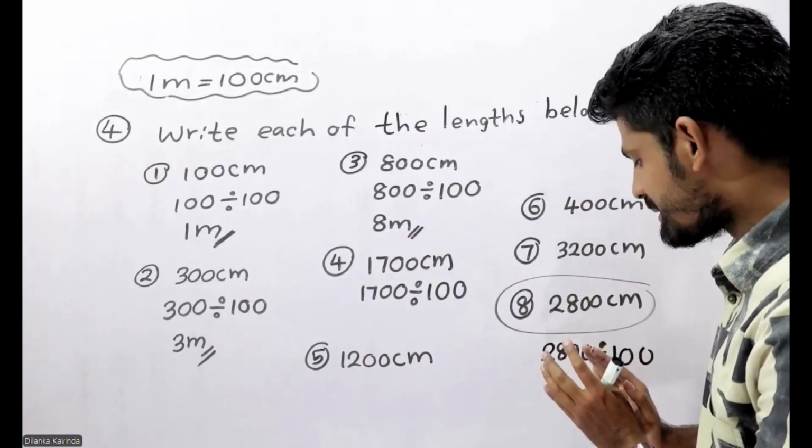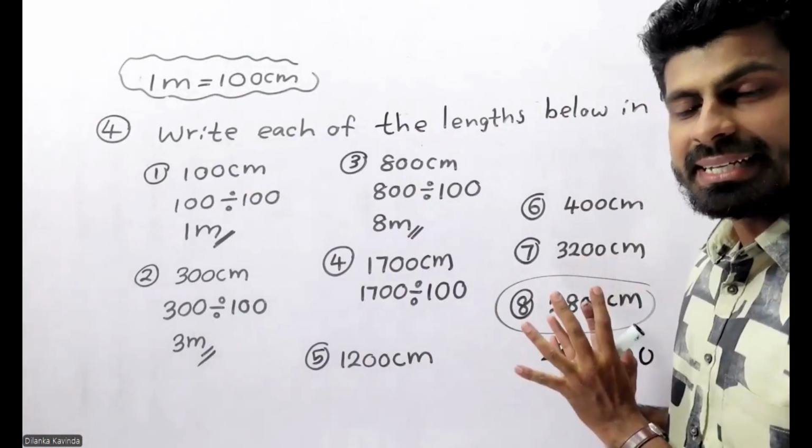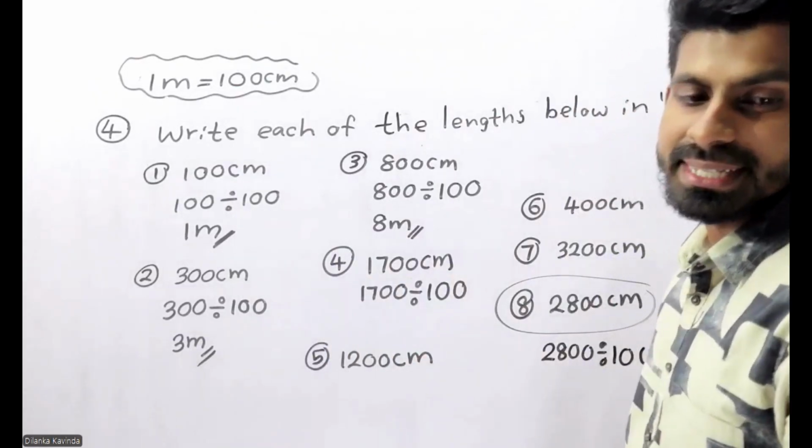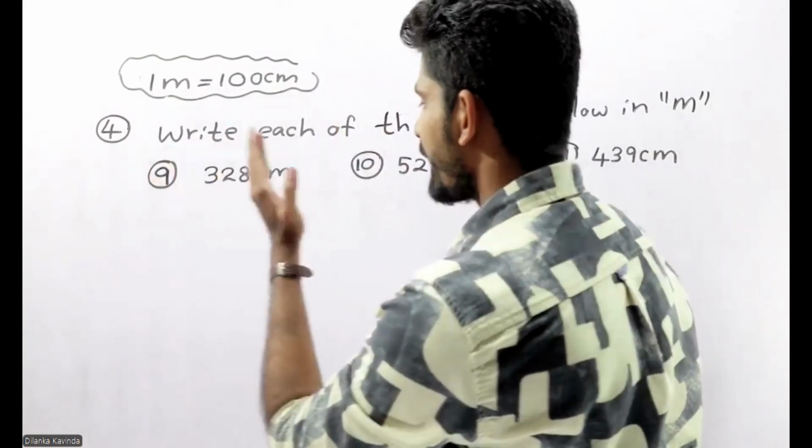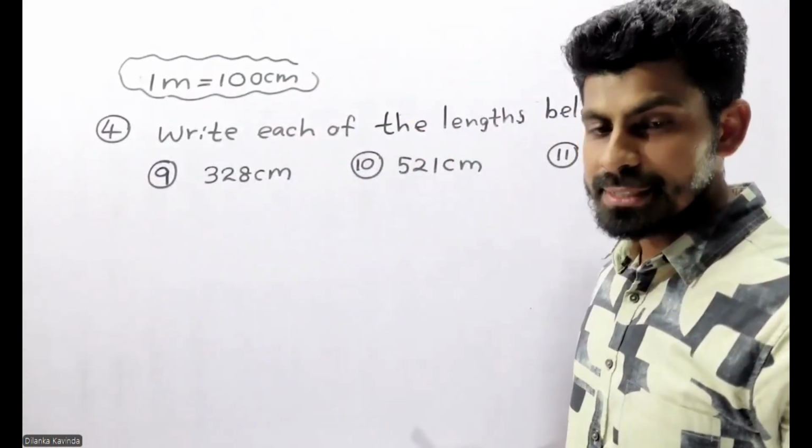Right. 2800 divided by 100. Easy. Just try to do this one by yourself. Hurry up. Question number 9, 10, and 11. Look at those questions.